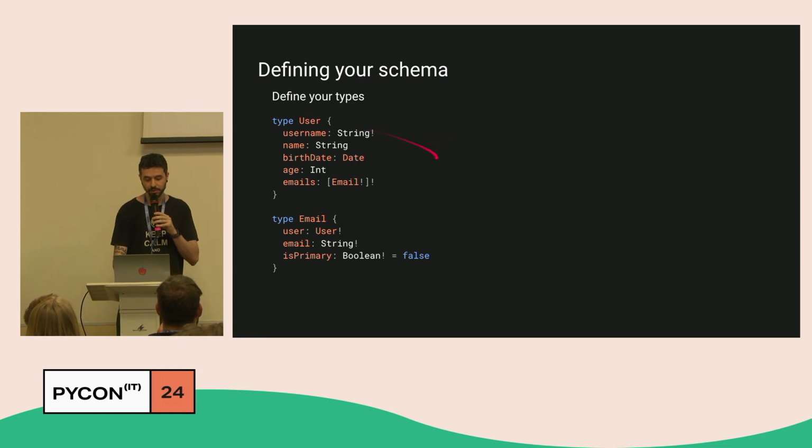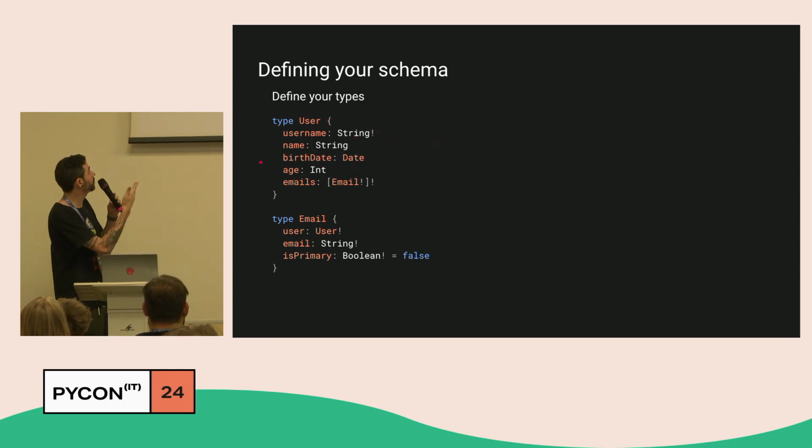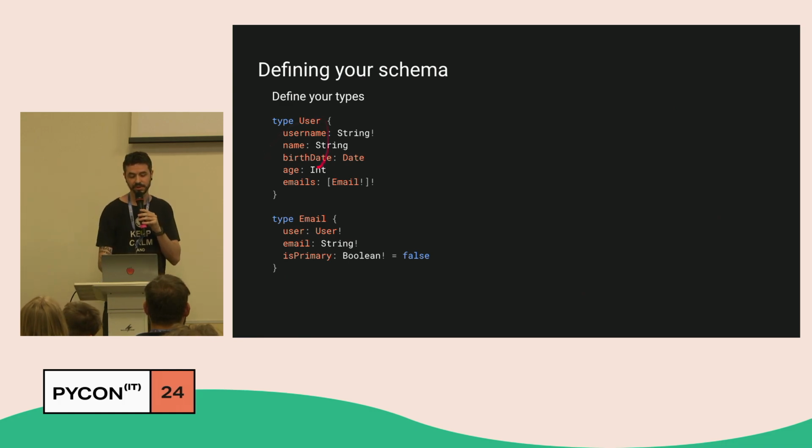This is a very simple example. You define your schema. So we start by defining your type. Suppose in this case we are defining a user type and an email type. As Eric showed you, we have some scalars in here. So the username and the name itself are strings. The birth date is a date.